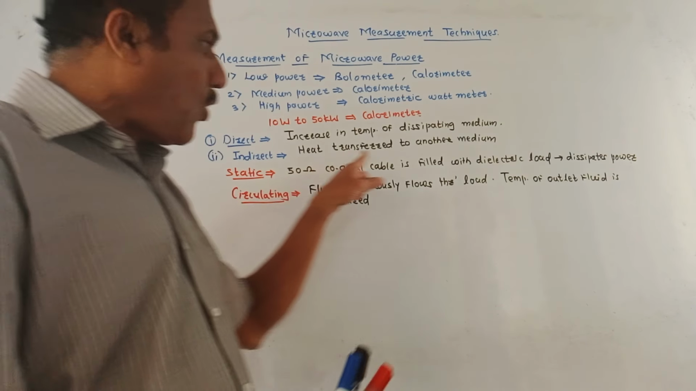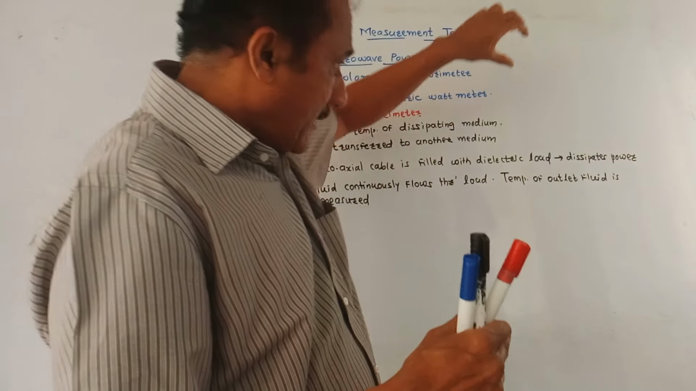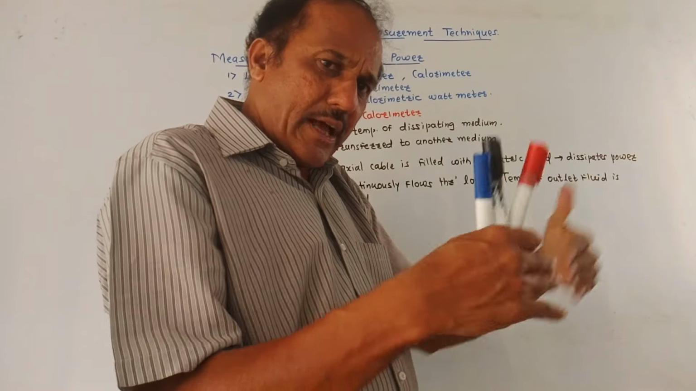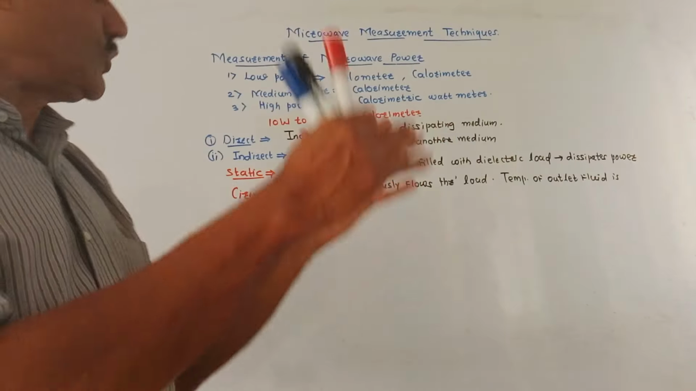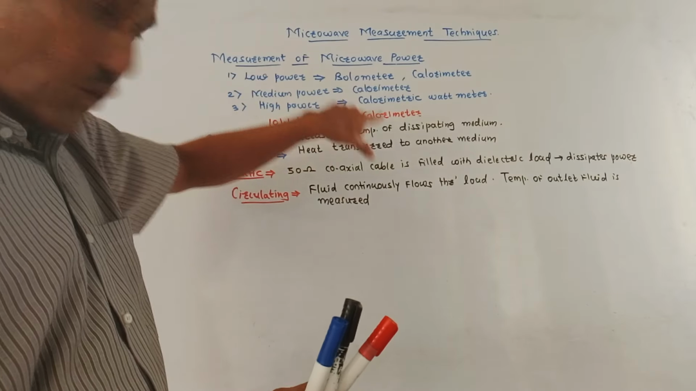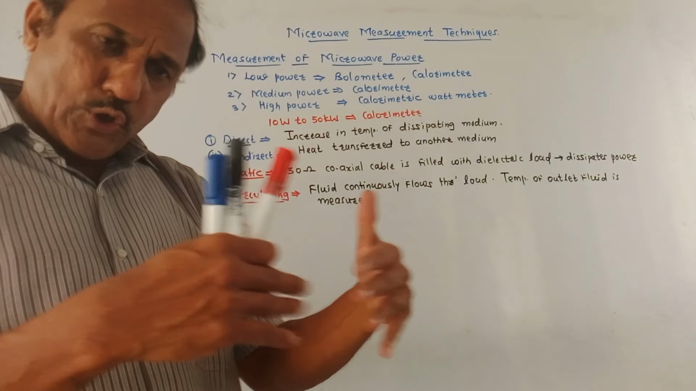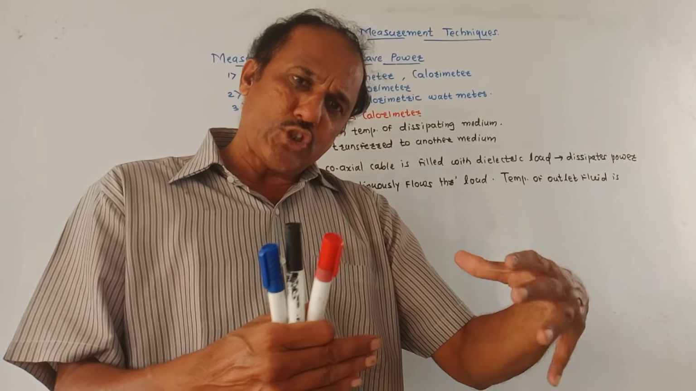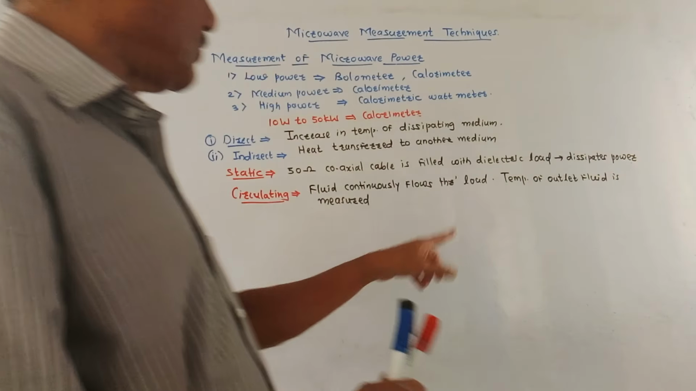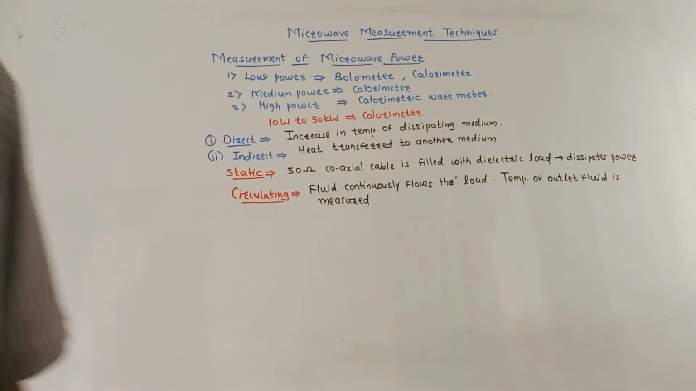In this case, a 50 ohm coaxial cable is filled with some dielectric load. Then this dielectric load dissipates the power, and it is converted into heat, which is directly proportional to the measurement of power. In case of the circulating calorimeter, the fluid continuously flows through the load, and due to the heat dissipation from the load, the temperature of the fluid, which is continuously circulating, goes on increasing. This temperature is proportional to the measurement of power. So in this case, the temperature of the outlet fluid is measured, which is proportional to the power.